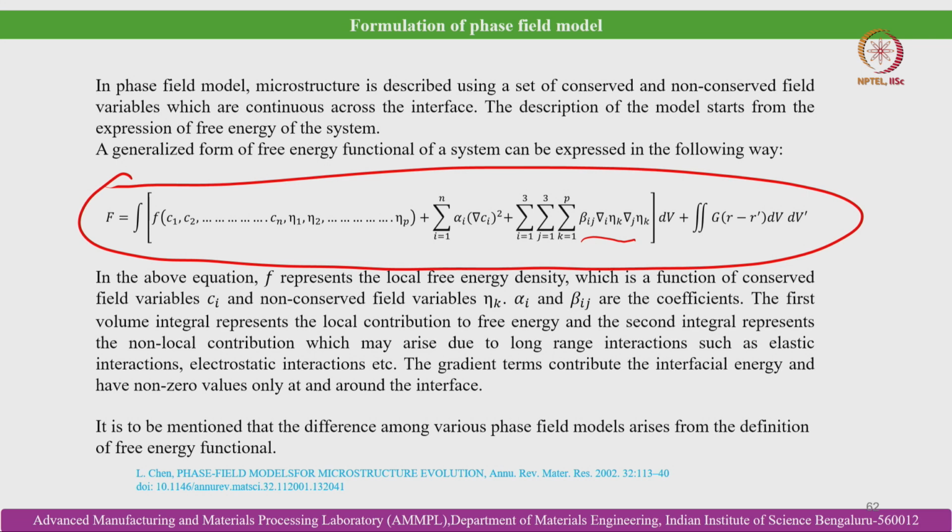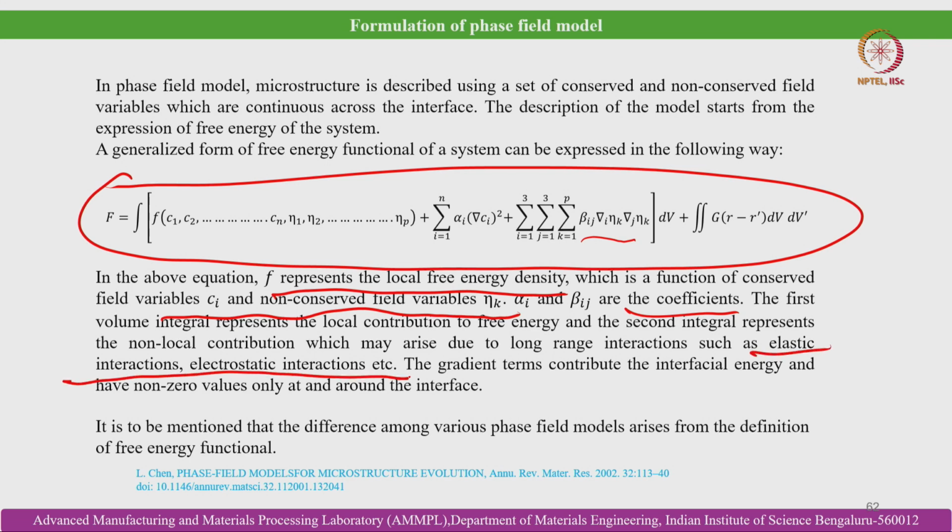So, in the above expression, f (small f) represents the local free energy density, which is a function of conserved field variables, that is, concentration C_i, and non-conserved variables, that is, eta_k, where alpha_i and beta_ij are the coefficients. The first volume integral represents the local contribution to free energy, and the second integral represents the non-local contribution, which may arise due to long range interactions such as elastic interactions, electrostatic interactions, etc.